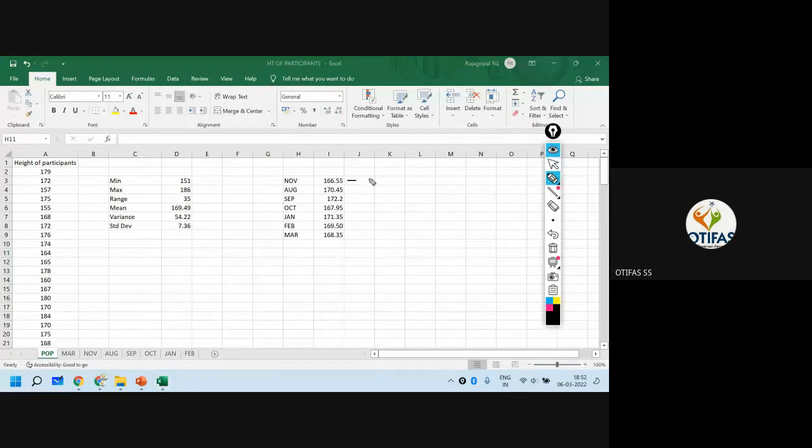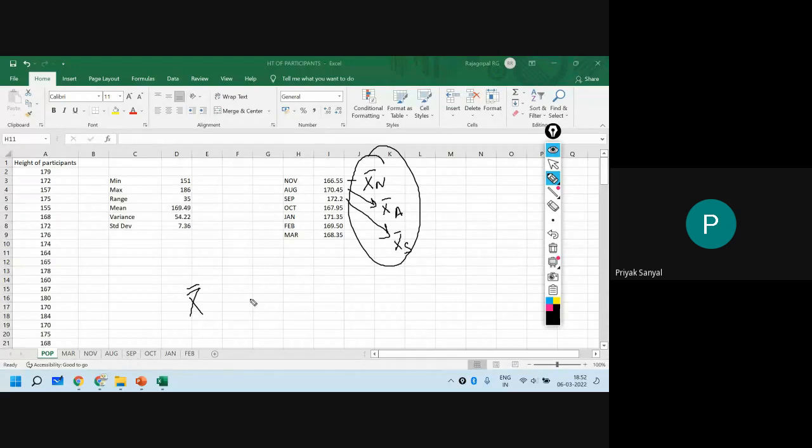Now I call it X bar November, X bar August, X bar September. We call the mean X bar, isn't it? Now if I take the mean of the means, can I call it X double bar? Yes, sir, we can. So shall we see what is the mean of the means?